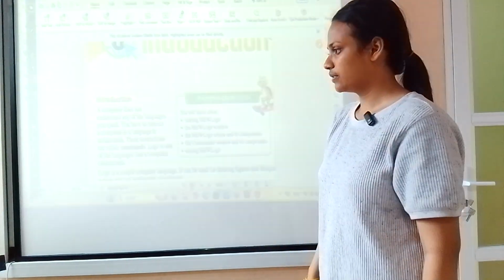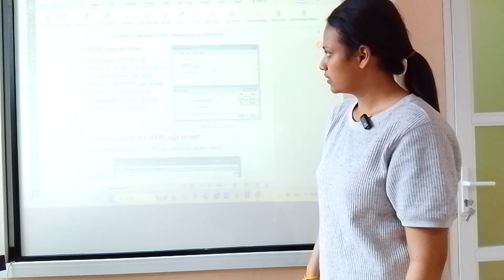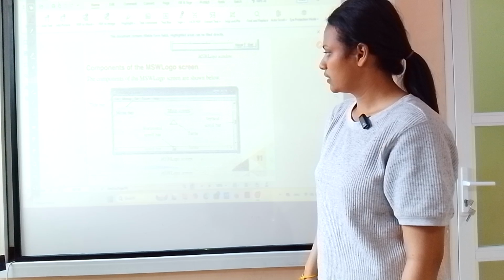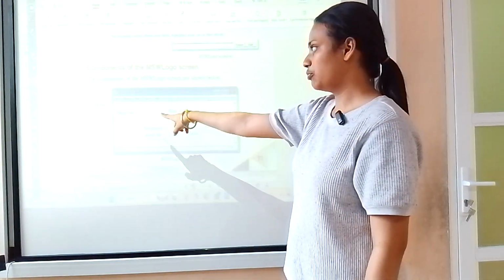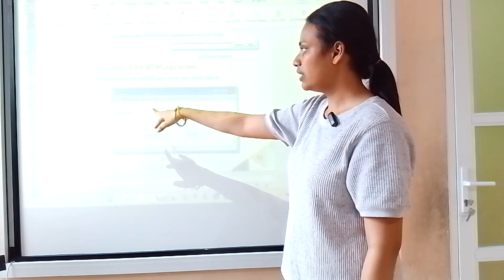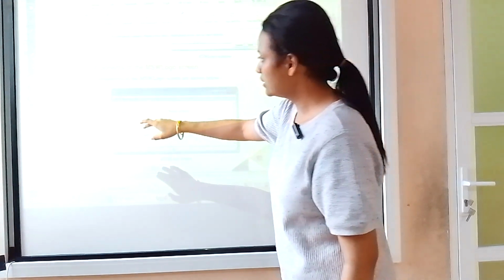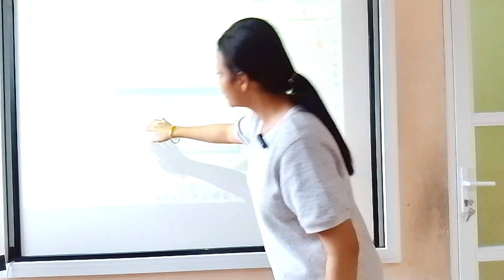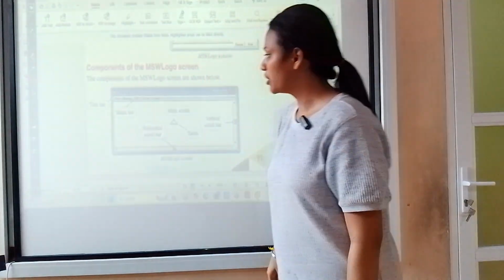Okay, next. How do you explain this? The components. Now, here we have a title bar, the menu bar. The menu bar we have file, zoom, help, set, and what is it? Bitmap, yeah.